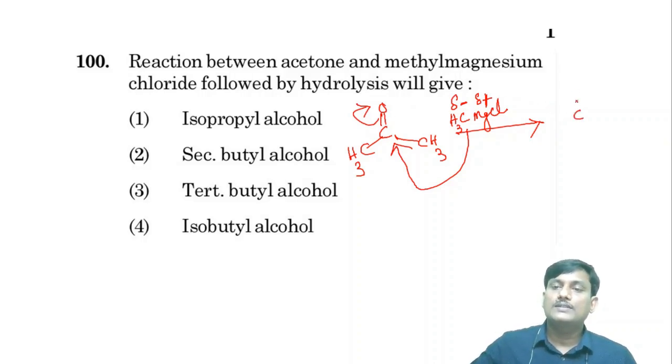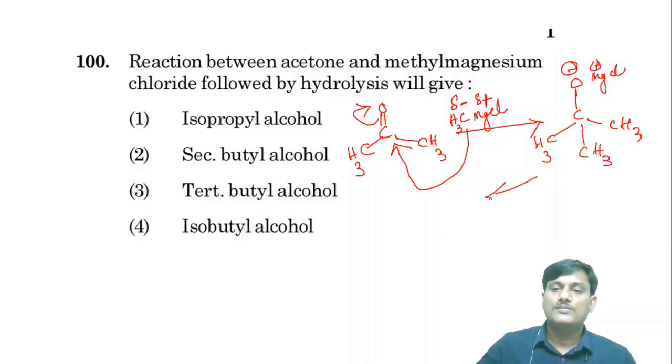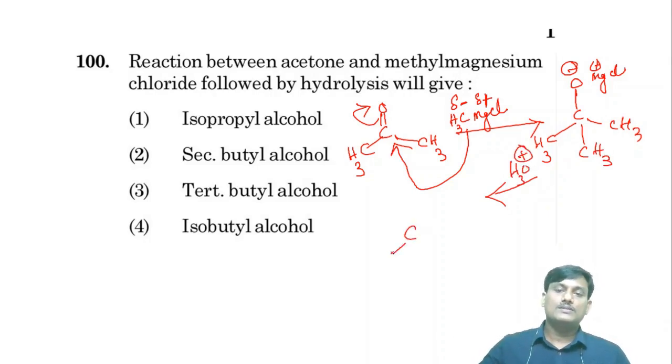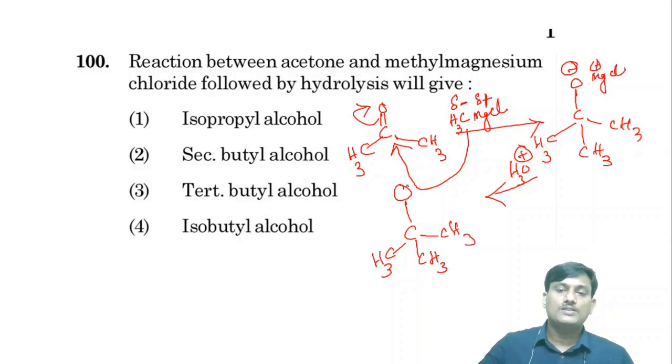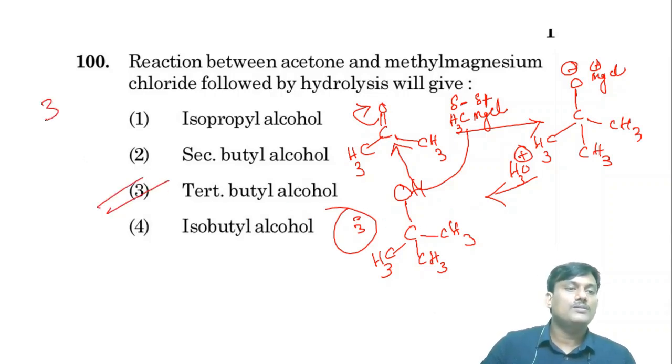So finally you will get O minus and Mg plus Cl, and here there is a CH3 and this CH3. Upon acidic hydrolysis, upon treatment with H3O plus, you will get CH3, and this one is OH. It's a tertiary alcohol. It's a tertiary butyl alcohol. 4 carbons are there.